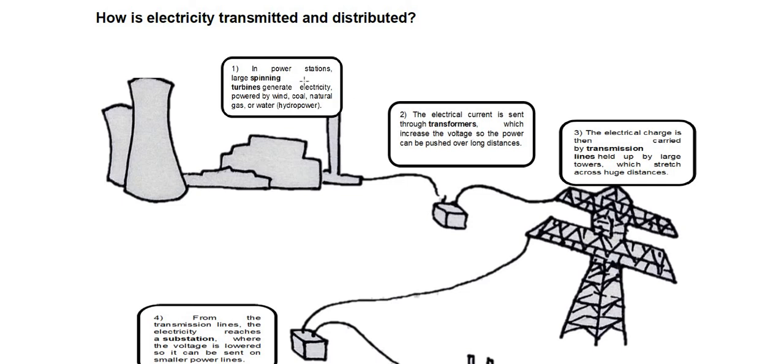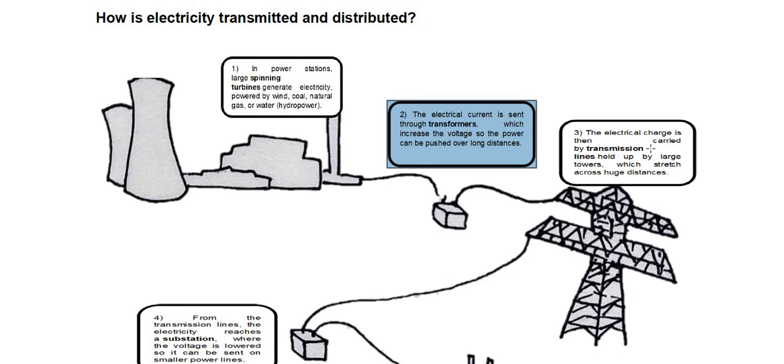Okay, so in power stations, large spinning turbines, this is still regarding generation. So after niyang ma-generate, the electrical current is sent through transformers. Ang gagawin ng mga transformers, okay, hindi yung tulad ng mga transformers na nasa movie, pero what this does is they will be increasing the voltage, yung push, okay, yung pagtulak ng electricity para maipadala yung electricity over long distances.